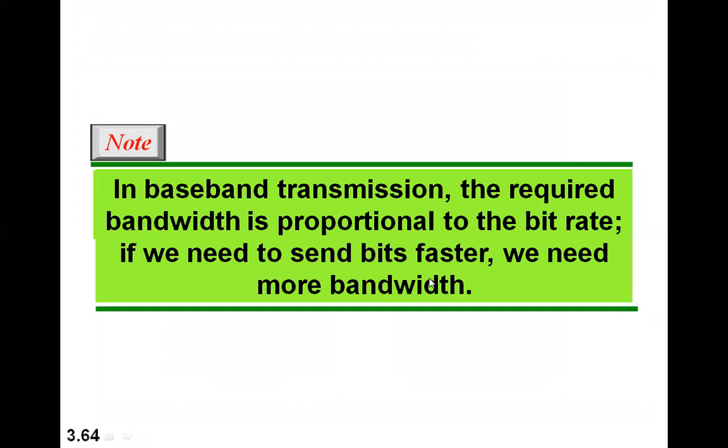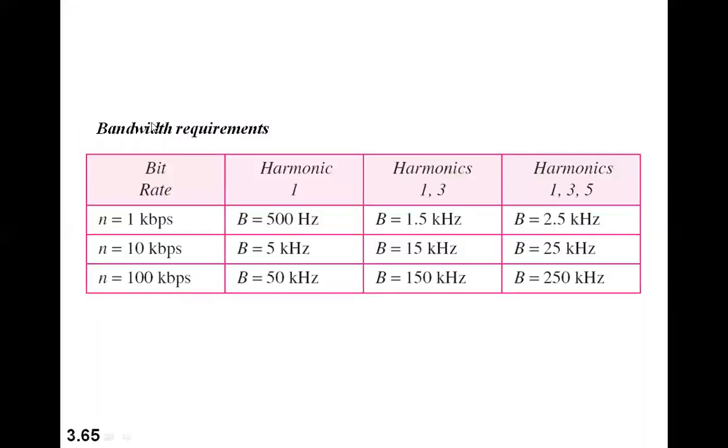Let's see, as n increases, n by 2 also increases. Examples are here. So n equal to 1 kilobits per second bit rate, and then harmonics is 1, then we need 500 bits, that means n by 2, right? And this 1000 bits, 1024 bits per second we are changing, so half of that is 500. If it is 10 kilobits, this is 5 kilobits. If it is 100 kilobits, then we will get 50 kilobits.